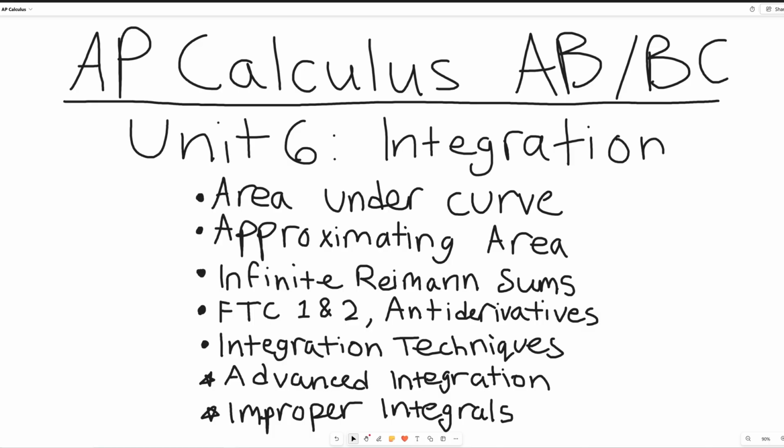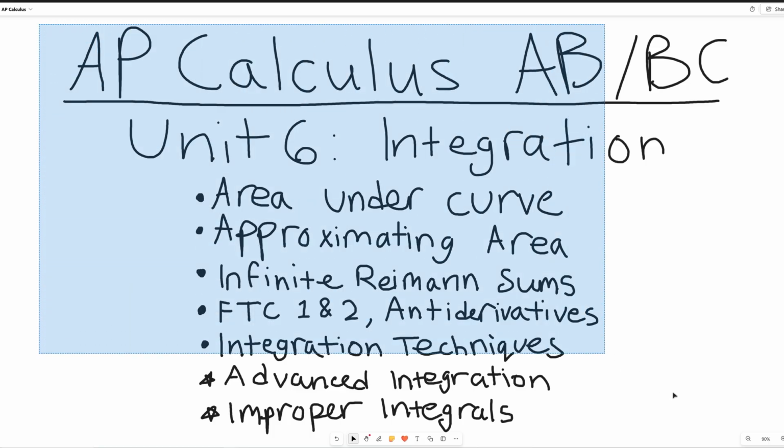This is Unit 6, Integration. In this unit, we look at area under the curve. We look at how we approximate that area. We'll look at something called Riemann sums and when they go to infinity. We look at the fundamental theorem of calculus, 1 and 2, and antiderivatives. And then we take a look at integration techniques, and then for BC only, we have more advanced integration techniques and improper integrals. So let's get started.